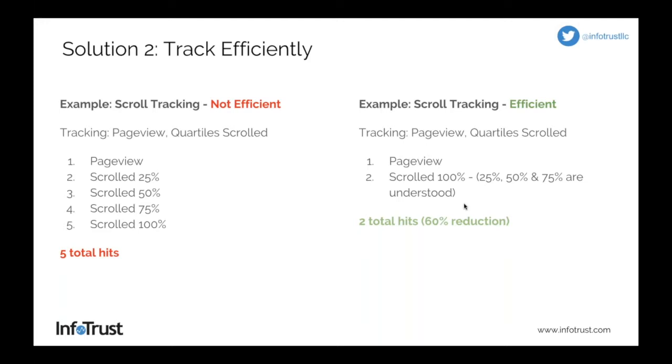In this case, again very similar to the video, we only want to track how far down someone has made it. We don't need to track every single quartile because the previous quartiles are understood. Make it to 100, understood that you went through 25, 50, and 75%. So we're tracking the same thing, but we're only sending that last quartile scroll. So about a 60% reduction in hits here.